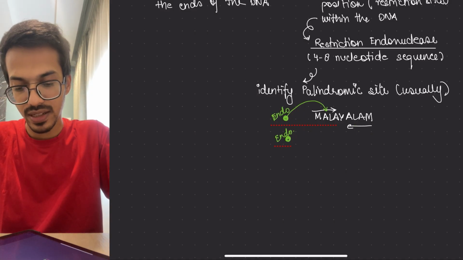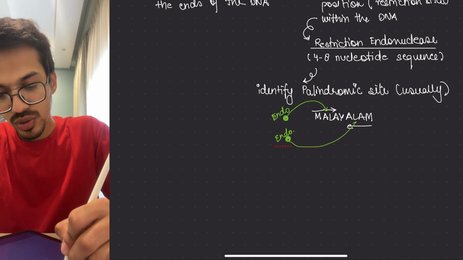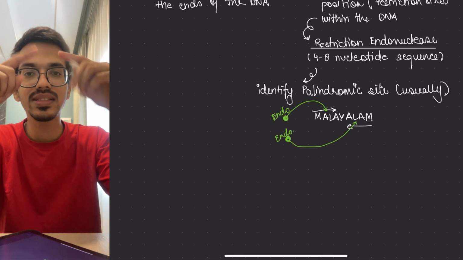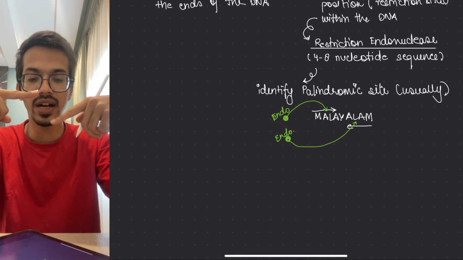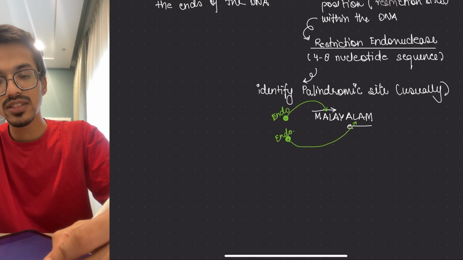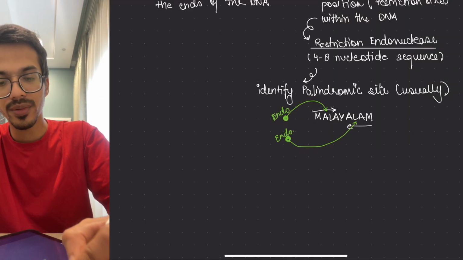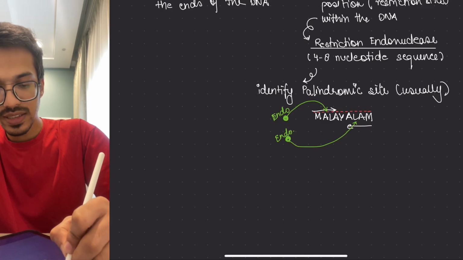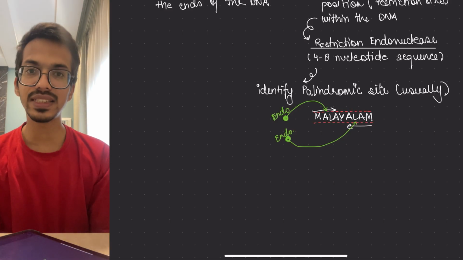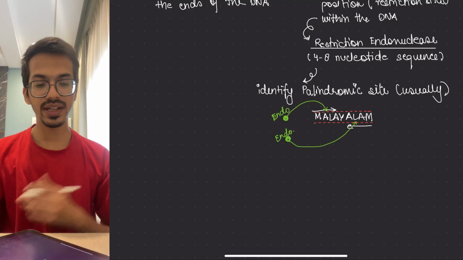Let's make it like this. This endonuclease will cut at this point, so a similar site on both strands will be cut. Of course, I am showing you Malayalam like that. Imagine there is a DNA molecule present over here, one strand like this, the other like this. So it will cut at a specific sequence. Okay, so we understand.